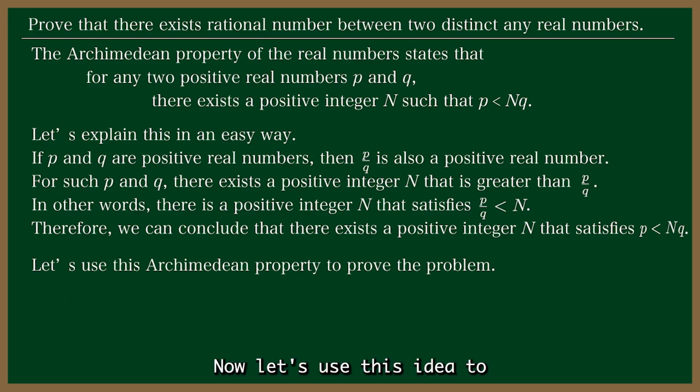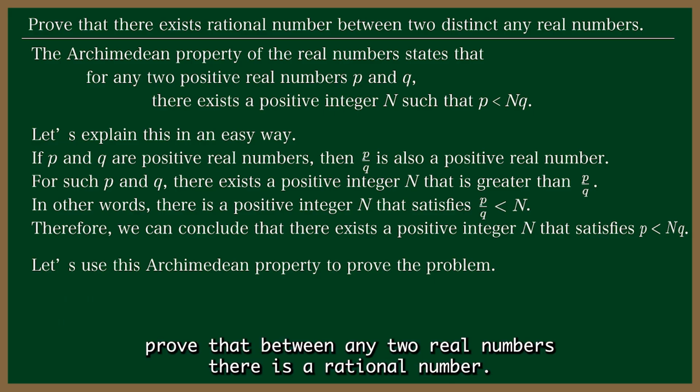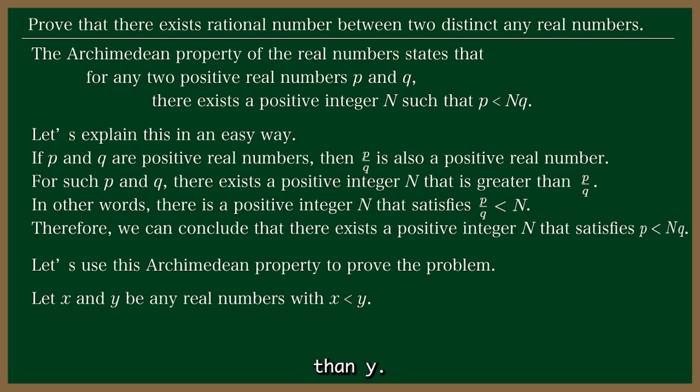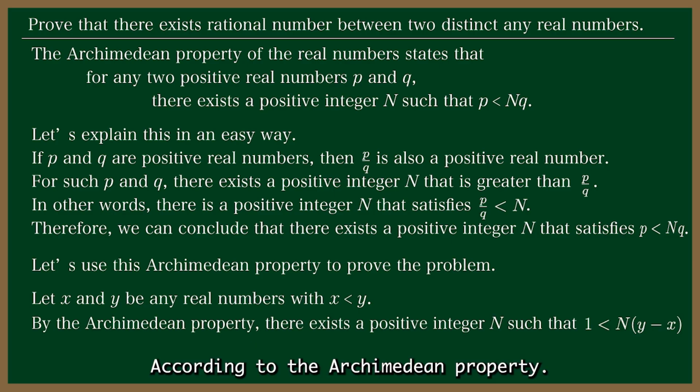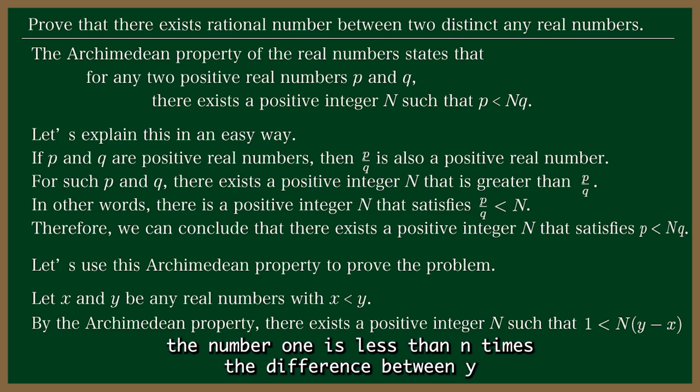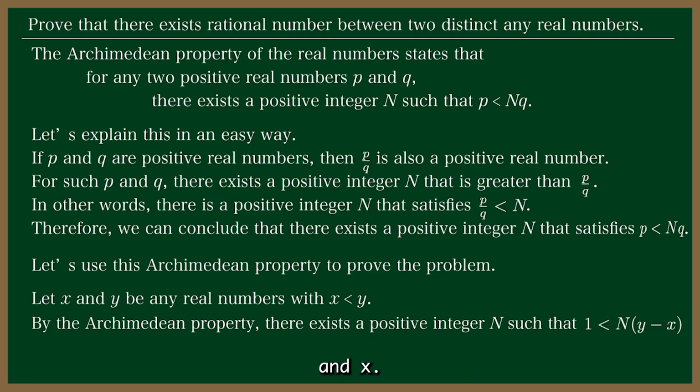Now let's use this idea to prove that between any two real numbers, there is a rational number. Suppose we pick two real numbers, call them x and y, with x being smaller than y. According to the Archimedean property, we can find a positive whole number n such that the number 1 is less than n times the difference between y and x.